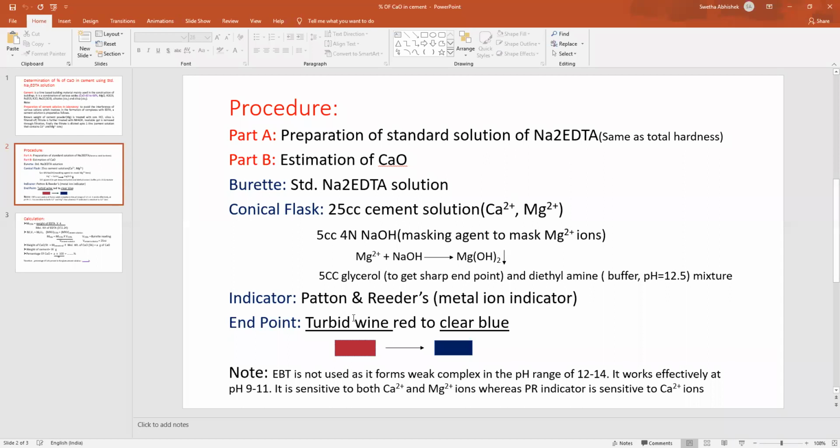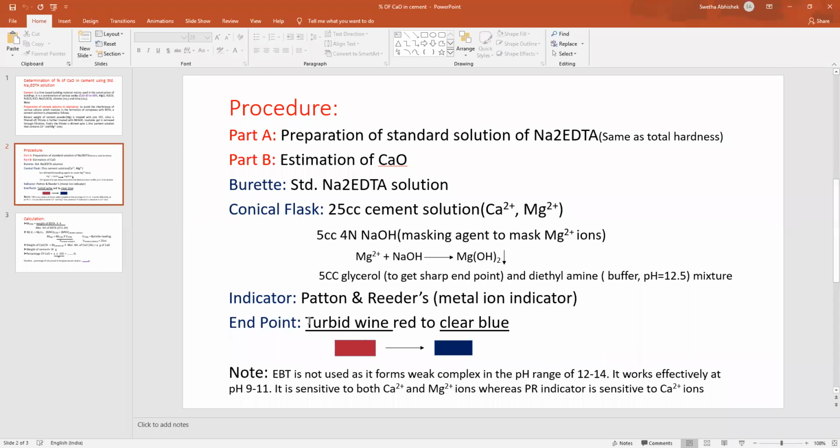And the endpoint is just similar to your total hardness experiment, but it is not just wine red to clear blue, it is turbid wine red to clear blue. The color of the solution in the conical flask in the beginning is turbid wine red, which at the endpoint turns to clear blue. Why is it turbid wine red? Because of the precipitation of magnesium ions as magnesium hydroxide.